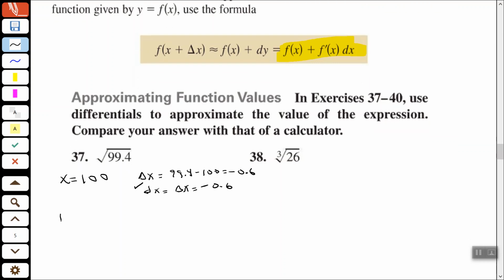All right, so our original function is in the form of the square root of a number, so we'll call it the square root of x.